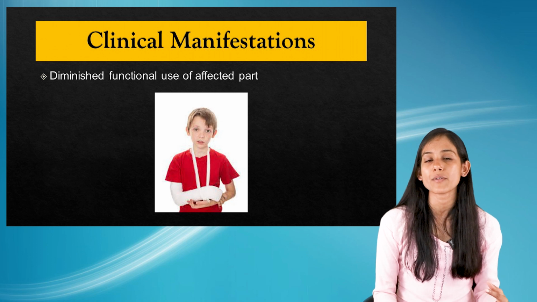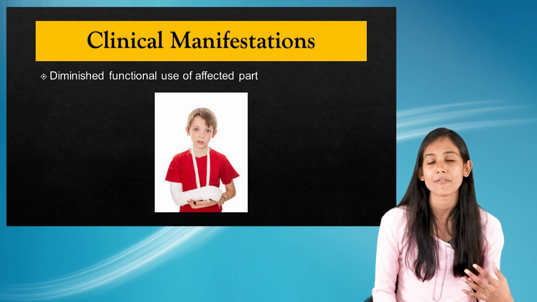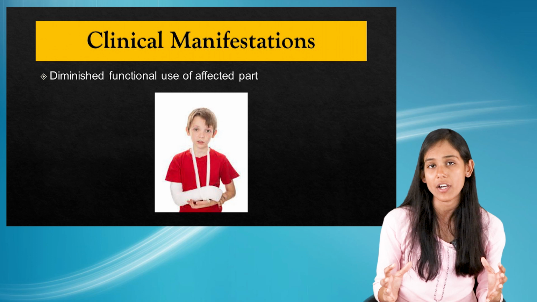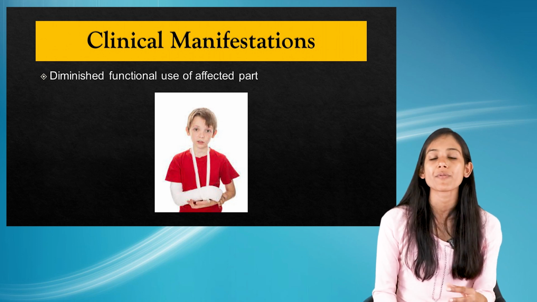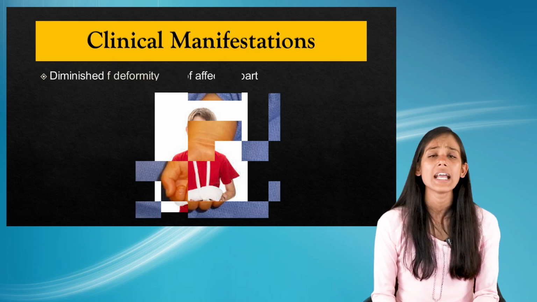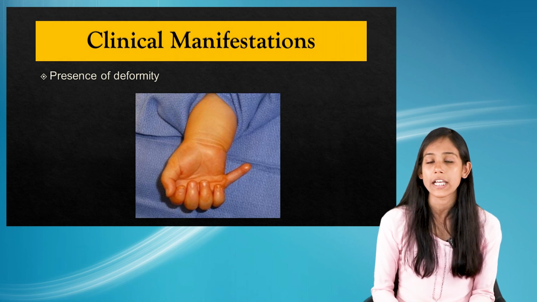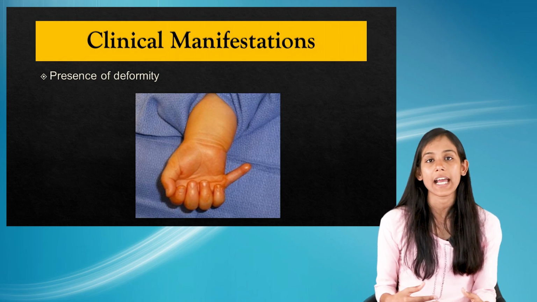Well, now moving on to the clinical manifestations of fracture. If, for example, a bone is broken, in that case we cannot use that part, right? We would have a lot of pain or tenderness. We cannot use that part. So the first thing would be diminished functioning of the affected part. So the functional use would be affected. And then there will be presence of deformity. It can be visible or it can be palpable.